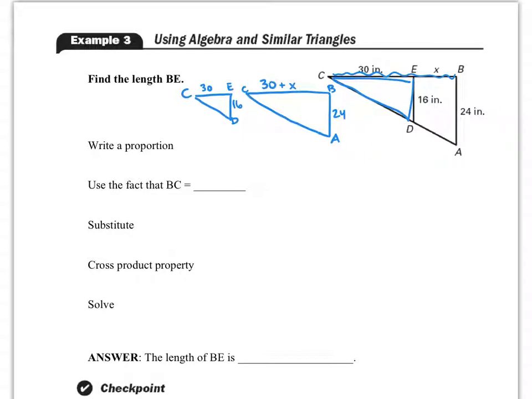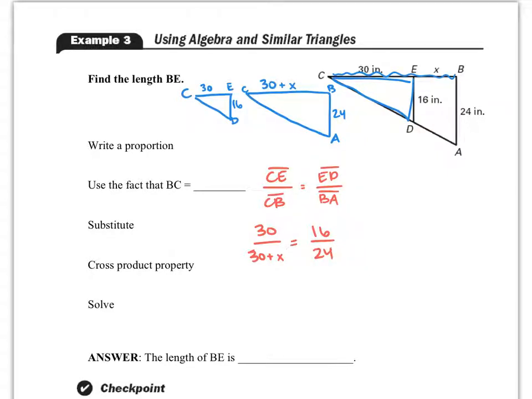Now, I'm going to use the exact same procedure. I'm going to match up corresponding sides. So CE corresponds to CB, and ED corresponds to BA. Again, you'll notice I'm going from the smaller triangle to the bigger one. You could have gone from the bigger to the smaller. I'm going to plug in what I know here. CE is 30. CB is 30 plus X. Make sure you get all of that. ED is 16. BA is 24.